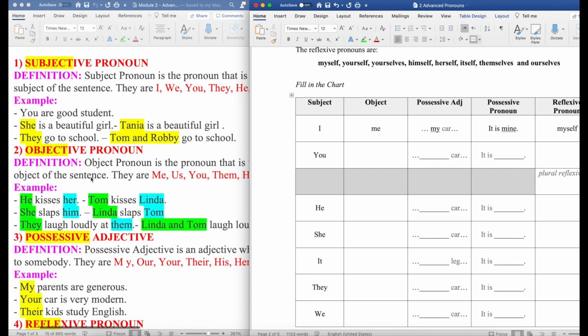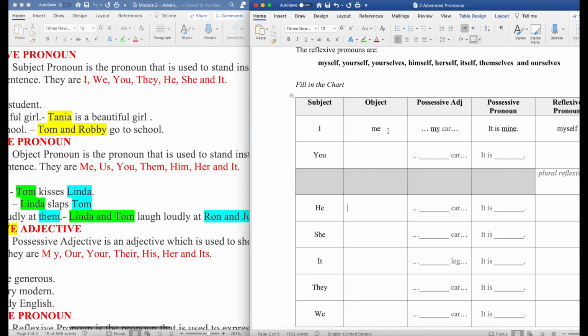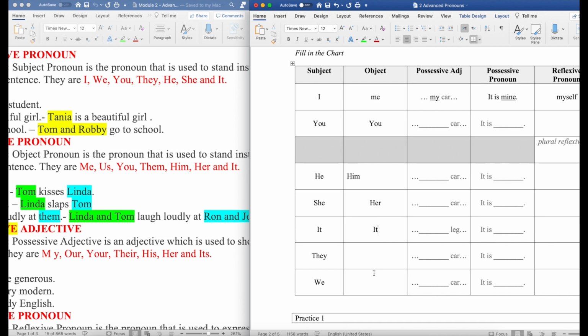Objective pronouns means that they are used as the object. So what do we have? Me, you, right? You, it's right there. He, him. She, her. It is still it. They is them. And we is us.